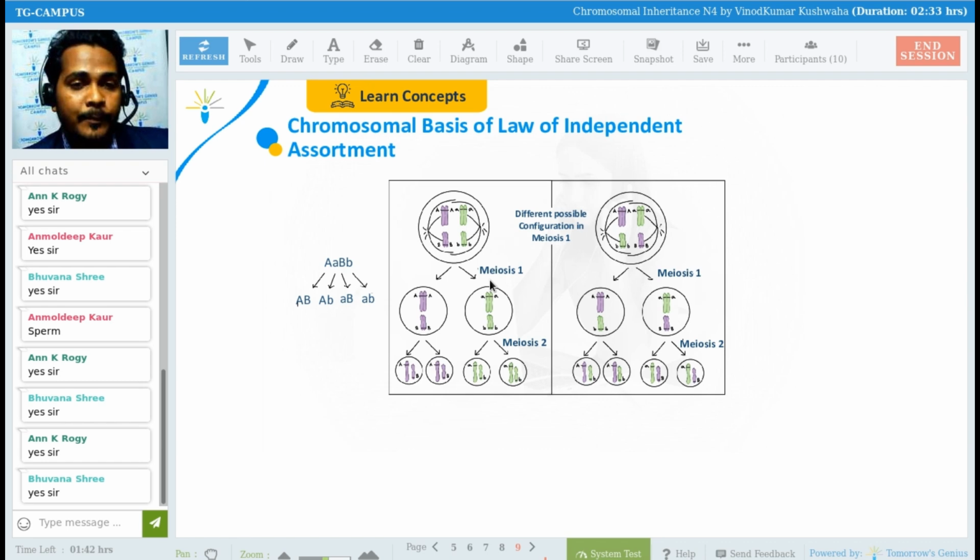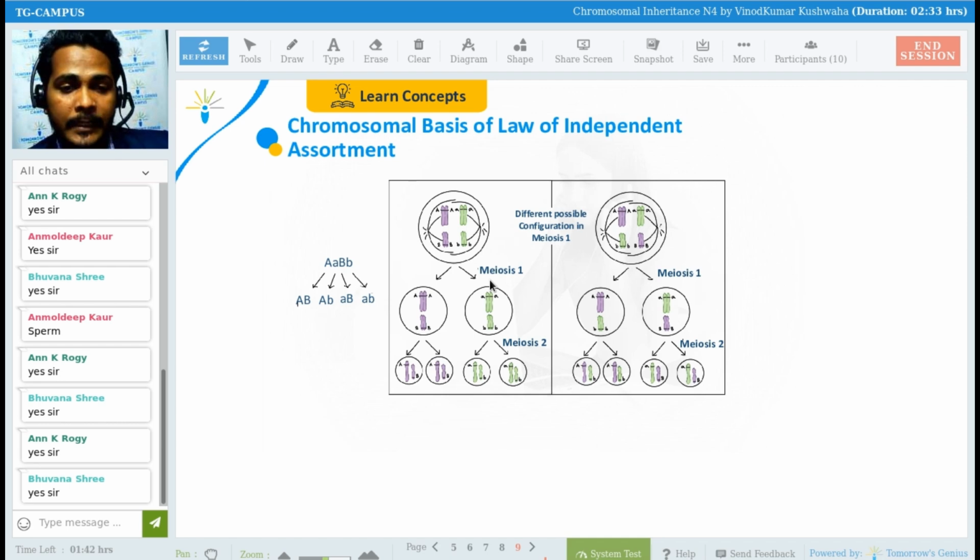This particular diagram or picture explains Mendel's law of independent assortment of Mendelian factors in terms of the movement of chromosomes during meiosis. Okay, so the previous one showed the movement of chromosomes during meiosis. This also indicates the movement of chromosomes during meiosis, but these are two different pairs of genes or two different pairs of chromosomes. How? So let's try to understand here.